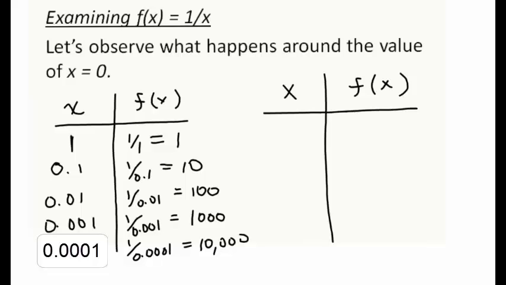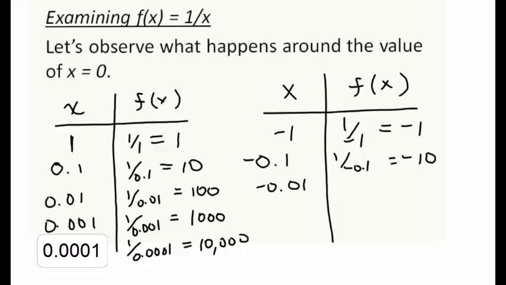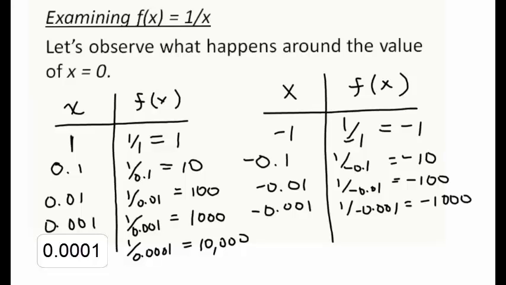Now we could do the same thing on the other side of the y-axis. We could start at negative 1. And if we substitute in negative 1, we're going to get a y value of negative 1. So let's make this a little bit smaller. Let's go negative 1/10. 1 divided by negative 1/10 is equal to negative 10. And let's continue on this pattern by looking at negative 100th. 1 divided by negative 100th is negative 100. And we could keep going. So here's negative 1,000th. And if we do that division, we get negative 1,000.